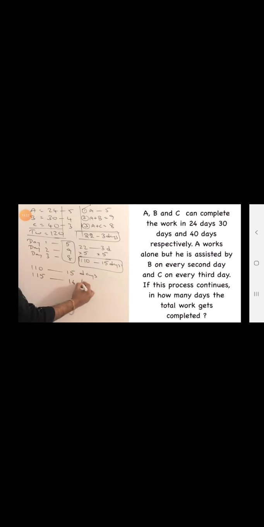If 22 parts is completed, to get close to 120, I can multiply with 5. If I multiply with 5, I'll get 110 parts completing in 15 days. This is another important information. If 110 parts is getting completed in 15 days, now on the next day, on 16th day, again A alone will be working. So 115 parts will be completed in 16 days.